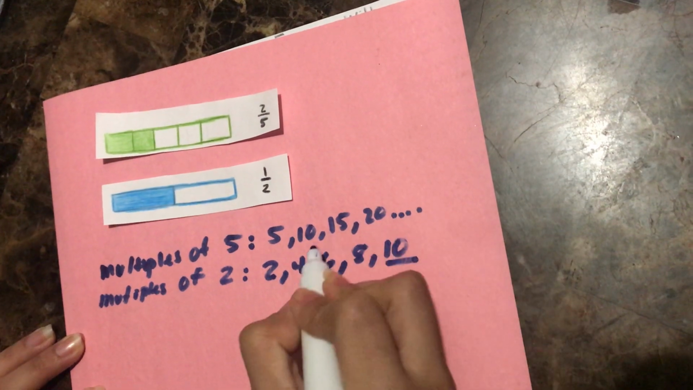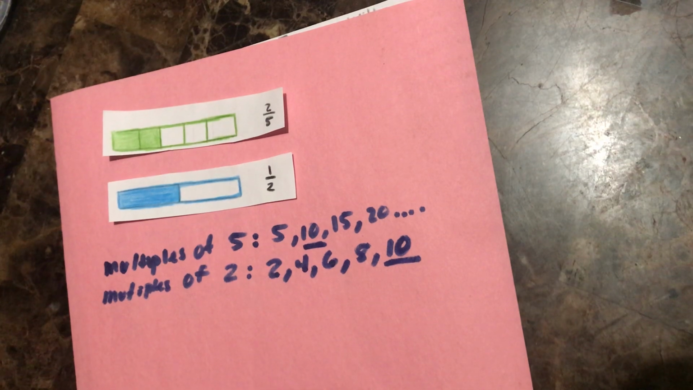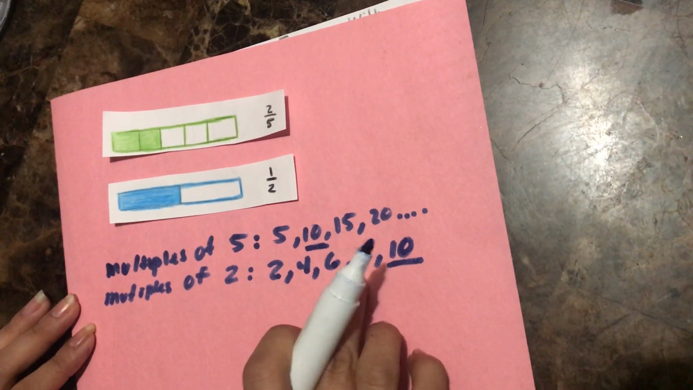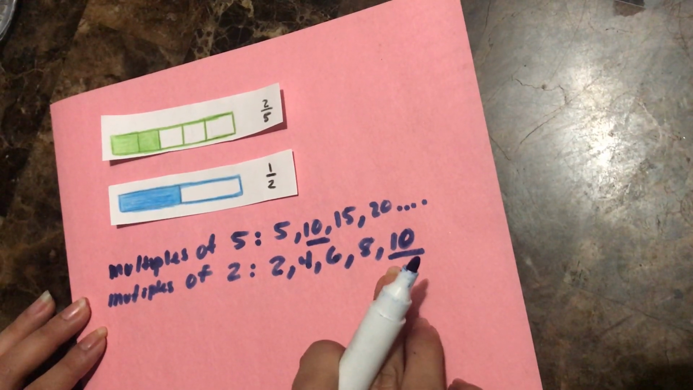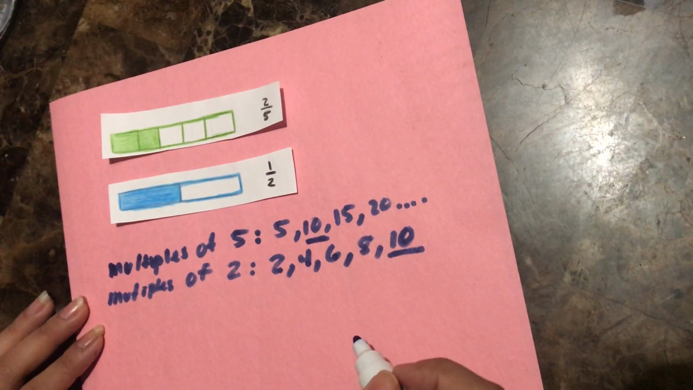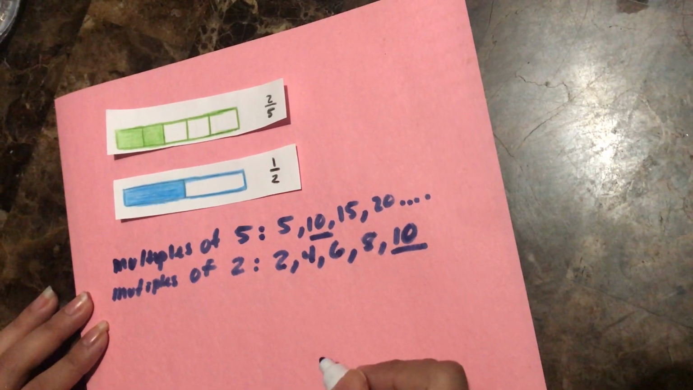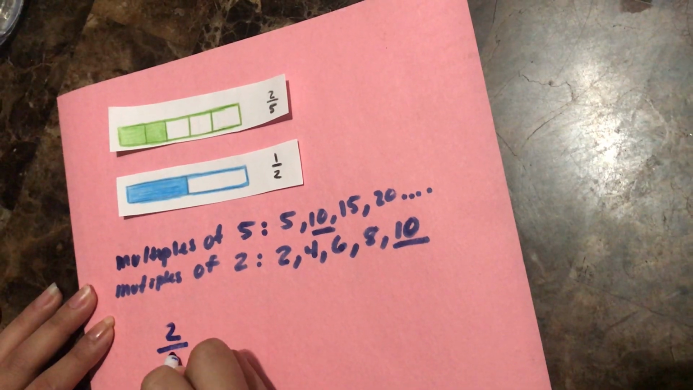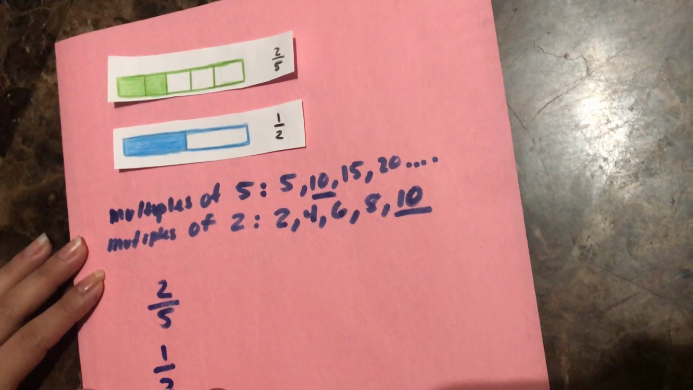So here we have this common multiple. The least common multiple is 10. The smallest multiple that the denominators have in common is 10, as we see here. So we can rewrite the two fractions using 10 as the common denominator. To do this, we have to make sure the denominators of the fractions are the same. So let's do 2 over 5 and then 1/2.